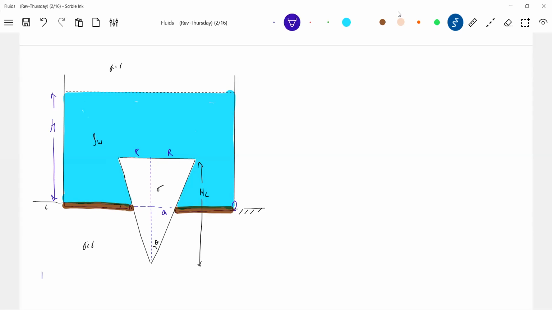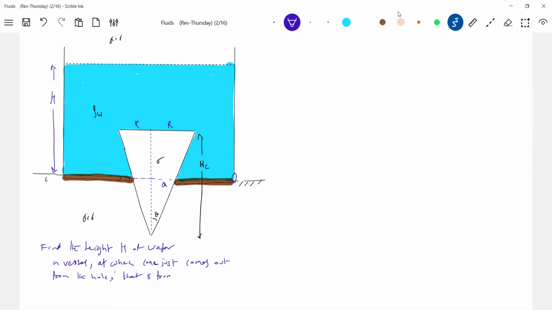Find the height h of water in the vessel at which the cone just comes out from the hole that is formed at the bottom of the vessel.